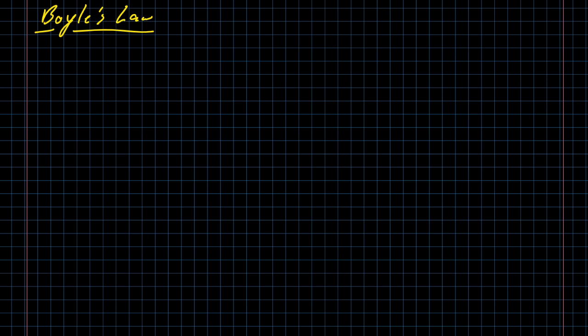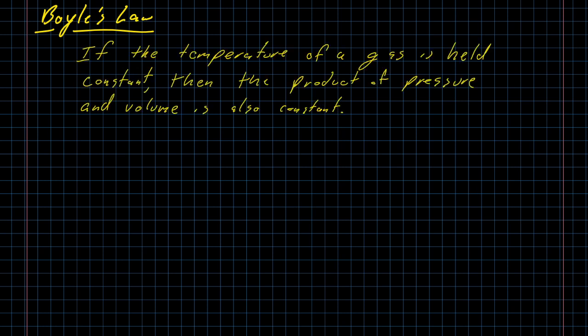Up next, we have Boyle's law. Boyle's law tells us that if the temperature of a gas is held constant, then the product of pressure and volume is also constant. The equation here generally looks something like P1V1 equals P2V2.